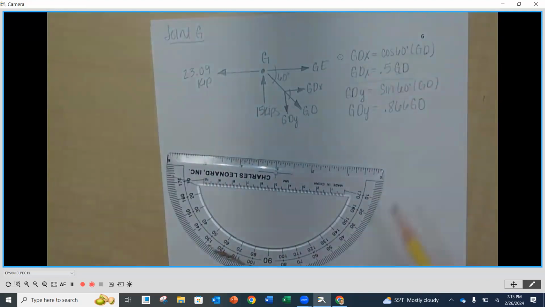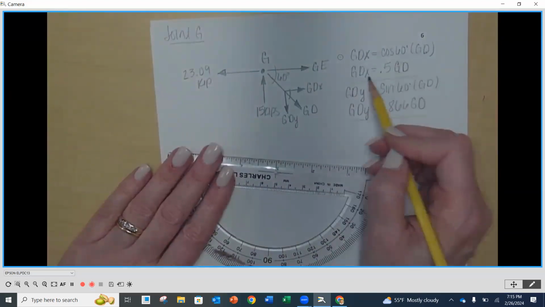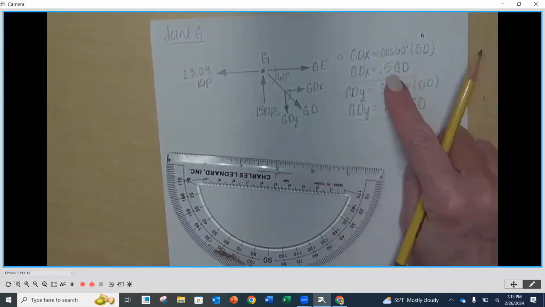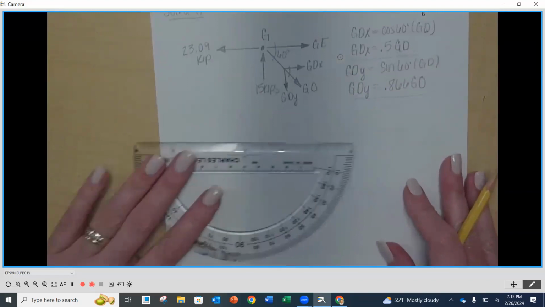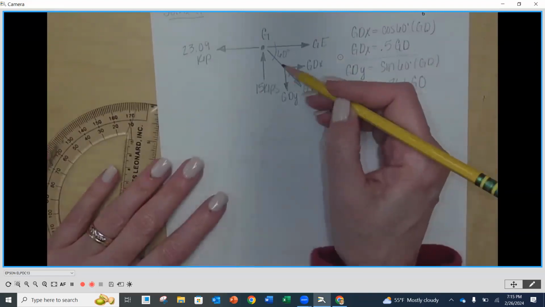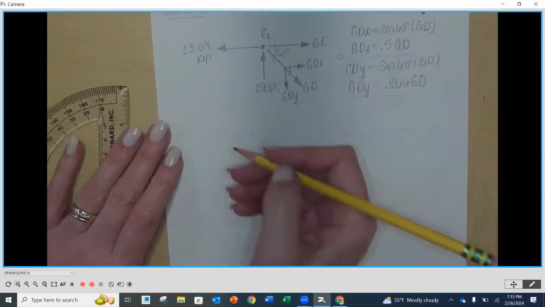Okay. So these two I'm going to use for my GD, but whenever I have an X component from now on, it's going to be times 0.5. And then the Y is going to be times 0.866. Anybody have any questions about that? Okay. Now that I have that figured out, I can use my equations of equilibrium. Since my Y only has one unknown, let's do the Y first.